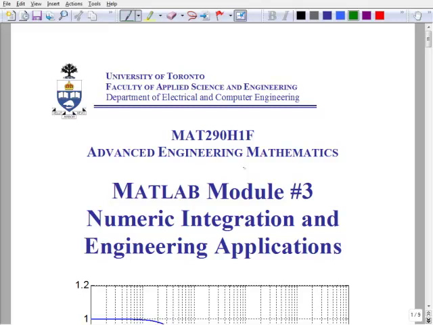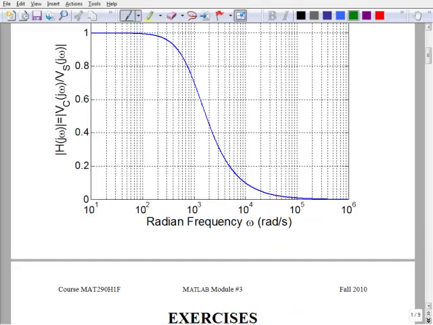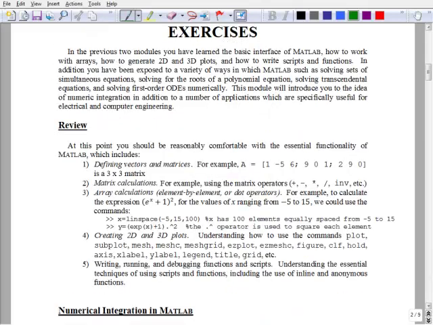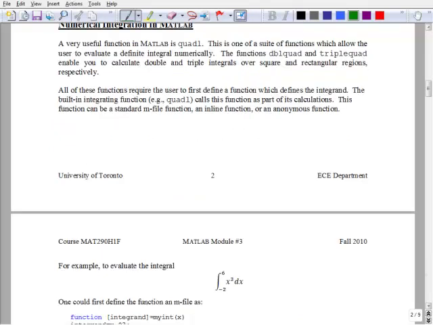Alright, so these are some partial solutions to this third module on MATLAB for MAT 290, and I'll include and discuss some of these solutions for each part, just to give you an idea of how you might approach them. So the first part of this module deals with numeric integration, and specifically using this quadL function in MATLAB, which is one of the built-in tools for integration.